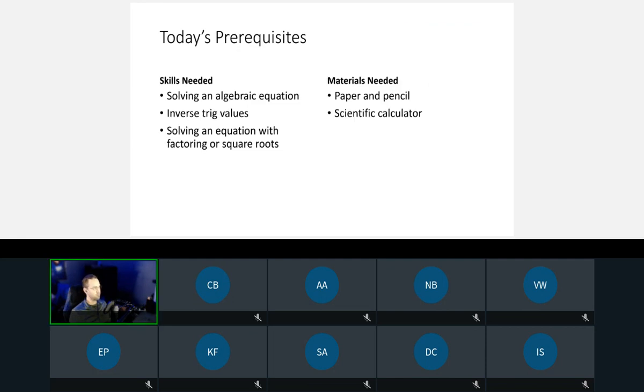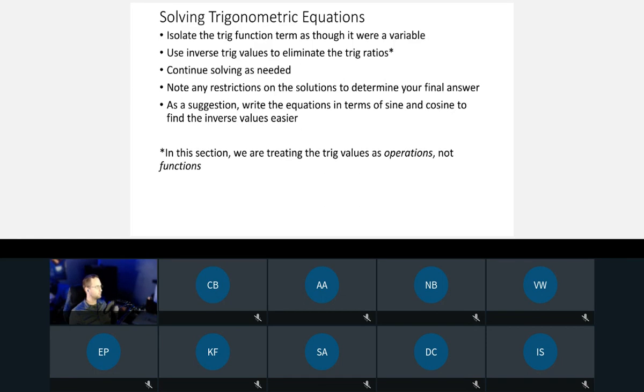All right, we're being recorded. Make sure you have your paper, pencil, pen, calculator. Also, make sure it's in radian mode. I think we'll be using that mode pretty much the entire day.